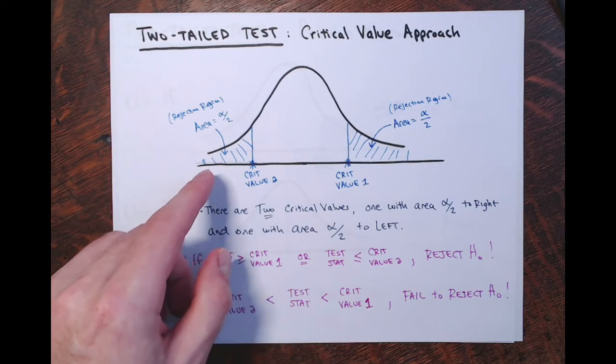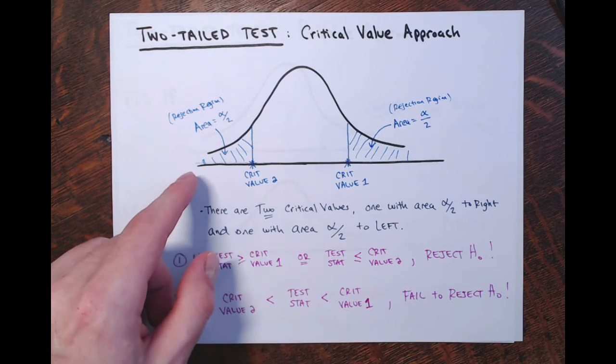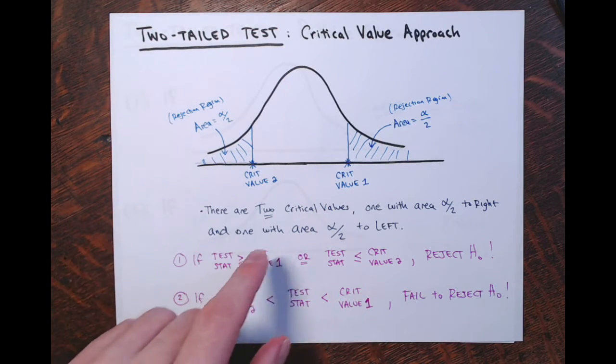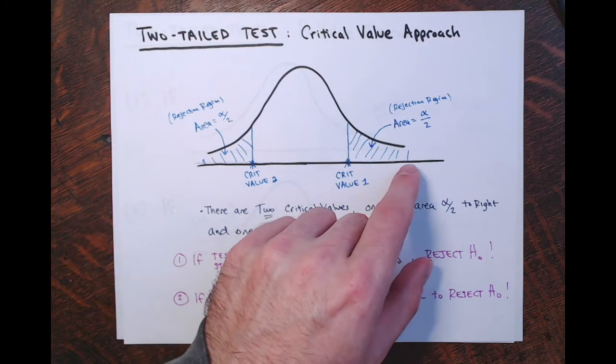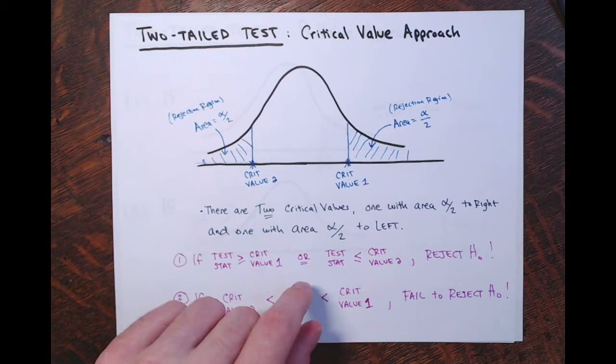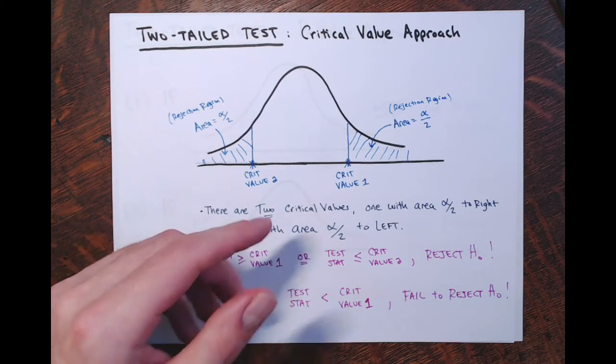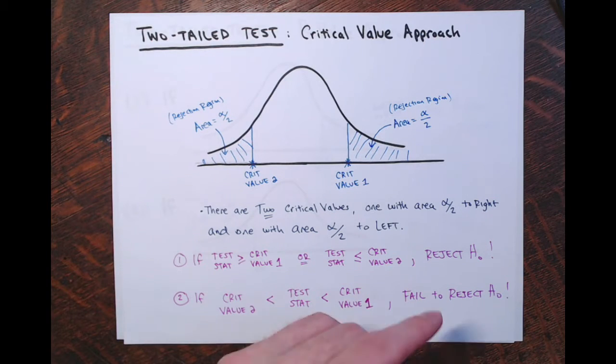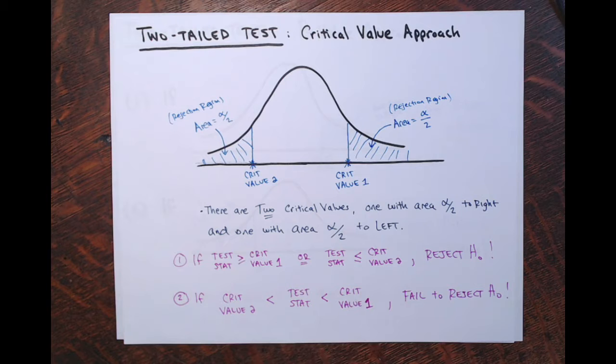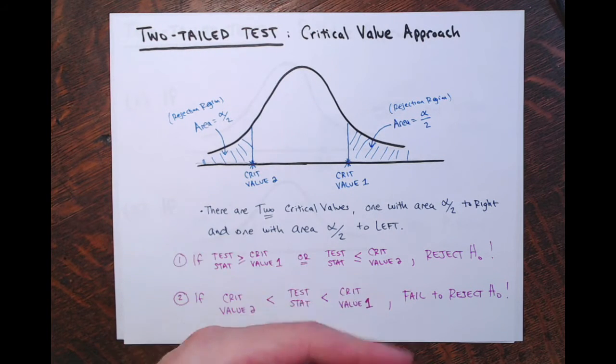And then if you put your test statistic on the number line, if your test statistic is greater than or equal to this critical value on the right, or if the test statistic is less than or equal to the critical value on the left, you're in one of these rejection regions and you reject the null hypothesis. And if it falls in between, then you don't.